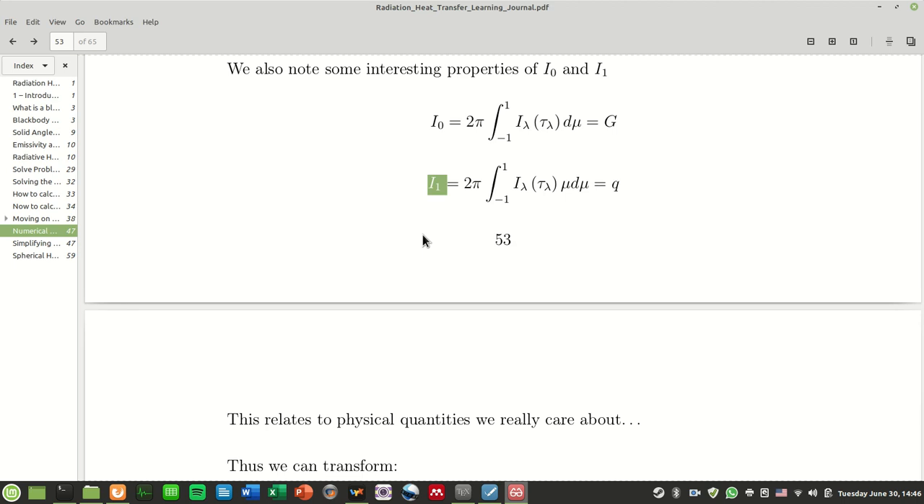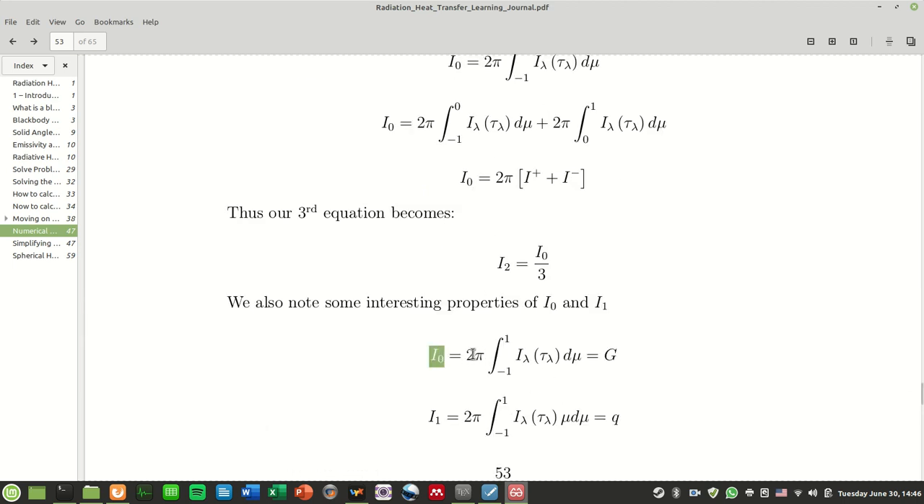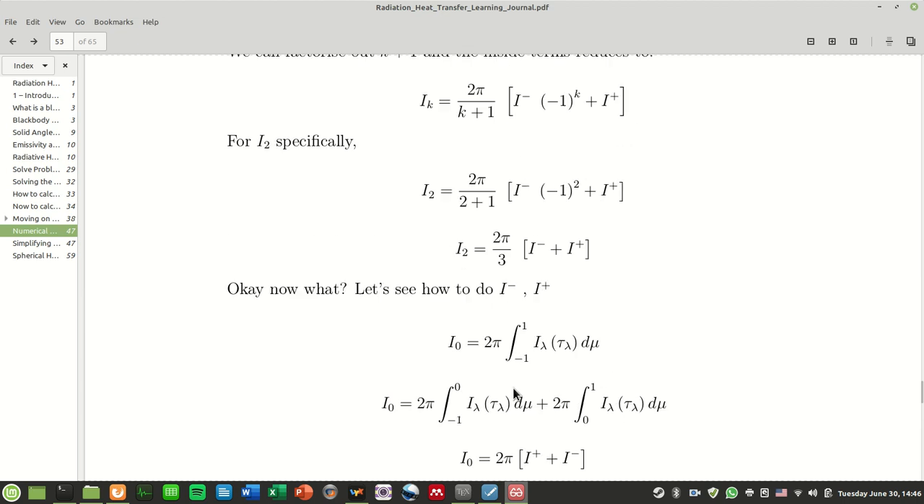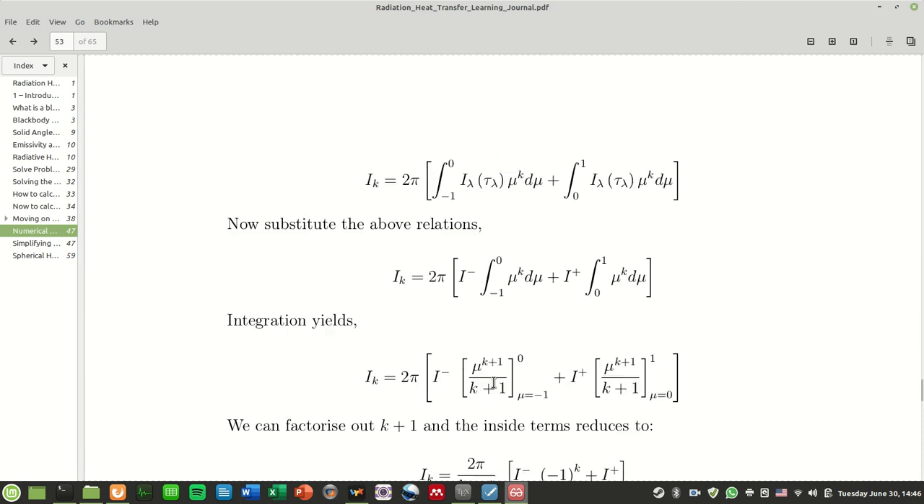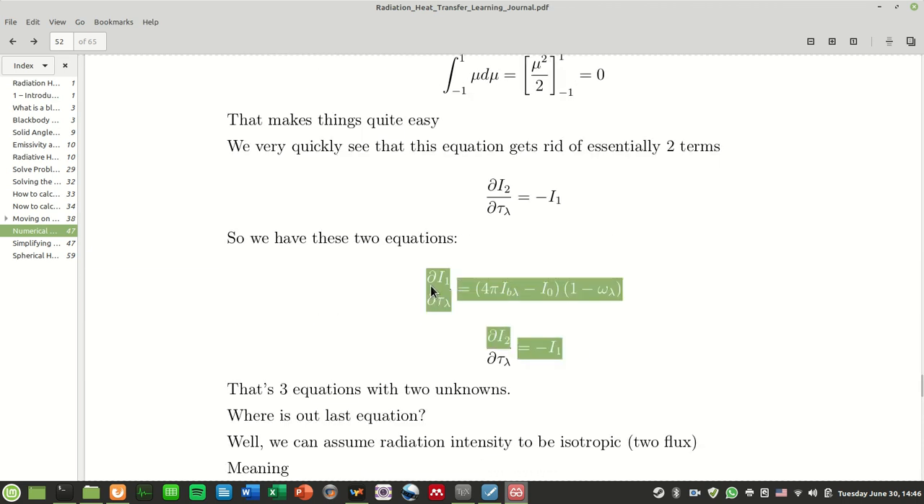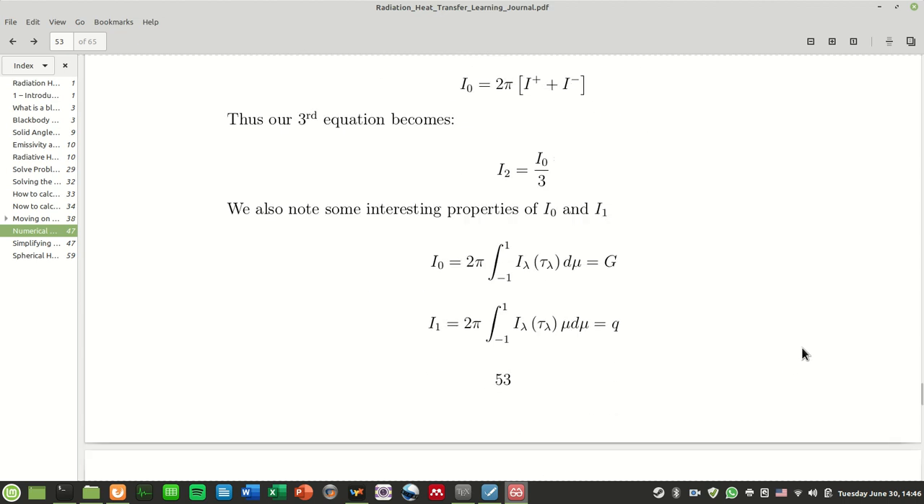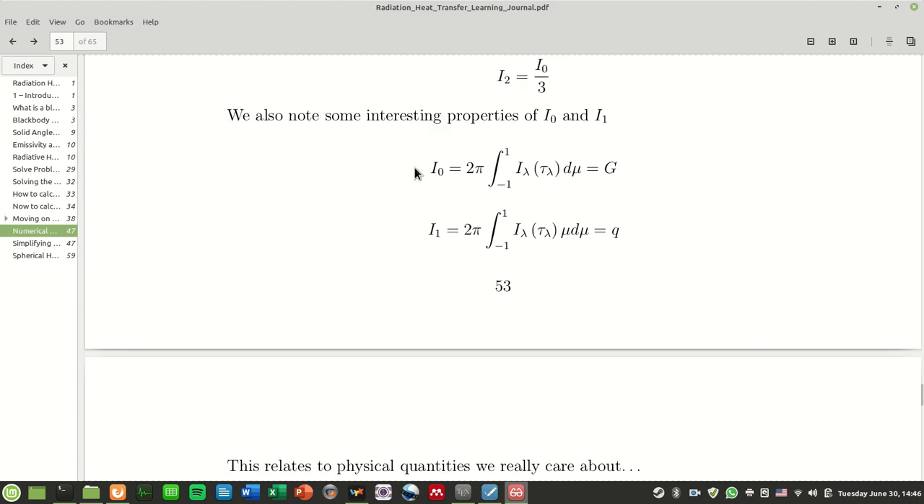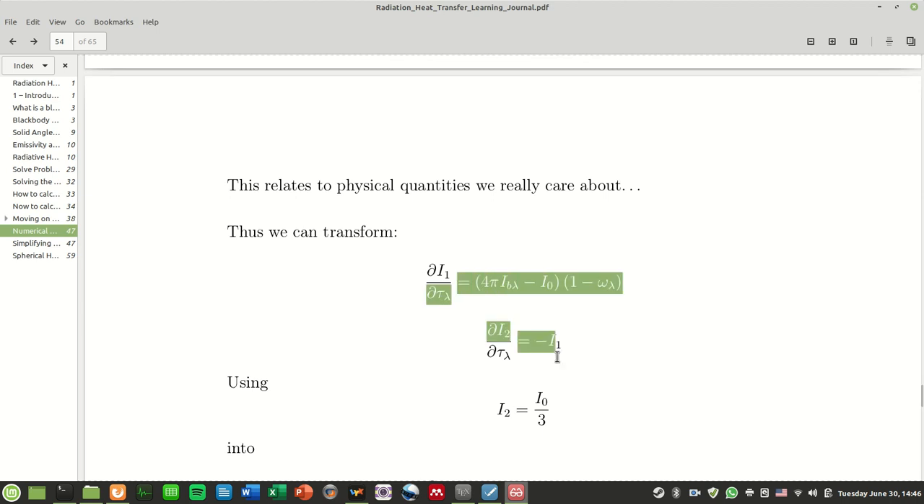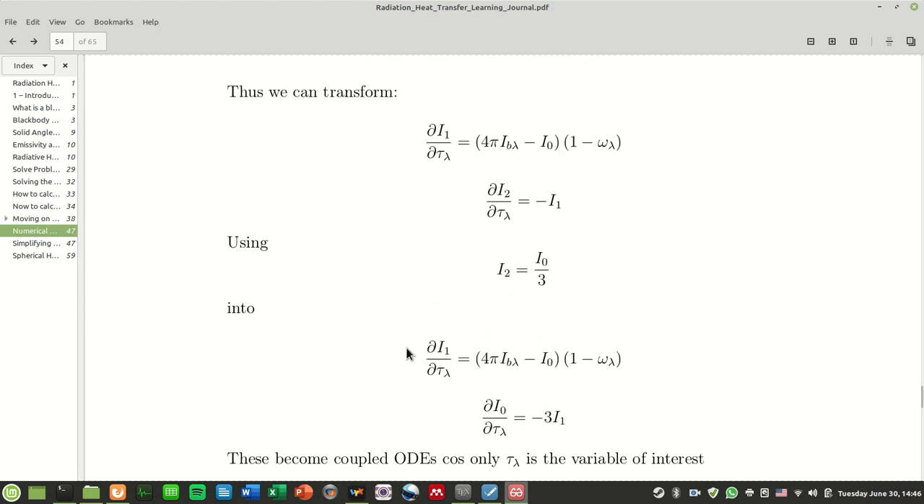Okay? So now that we know that I0 is actually this G term and I1 is this Q term, we can rewrite our equations. We can rewrite these two equations in terms of G and the heat flux. So that makes our job way easier. And of course we can replace I2 with this term here, and thus that makes our job also pretty easy. So when we substitute these relations into these equations, we will get the following.